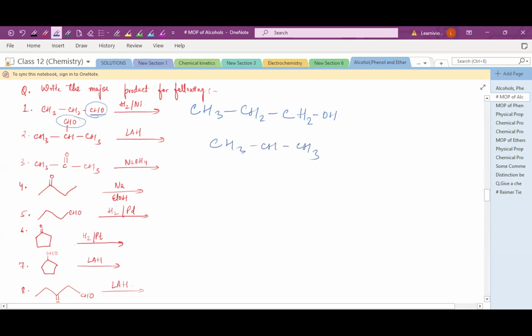And what about this CHO? So CHO will get converted into a C. The number of carbon should be the same. So it will get converted into a CH2 and OH. Here, Ali, this one. Yes, ma'am. Okay, what about the third one?